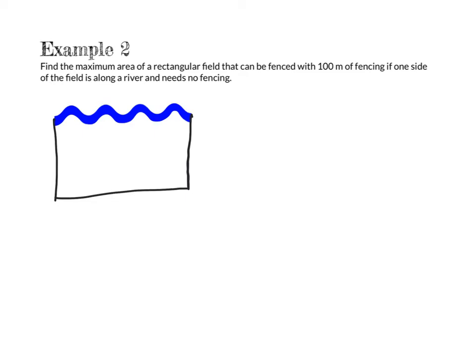So for the most part, this problem is going to set up the exact same way, except this time we won't need to fence one side of the rectangle. The amount of fencing that we have, this 100 meters, is the perimeter again. So I know my perimeter is equal to 100 meters, and I want to find the area, which is equal to the length times the width. To do this, I have to write everything in terms of one of the variables, either the length or the width. And we're going to write in terms of the width again.